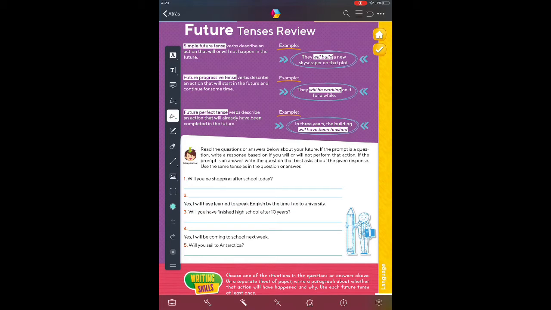Then number 3, we have the question. It says, will you have finished high school after 10 years? So this question is in future perfect tense, okay? And you have to answer in future perfect tense. Then we have number 4. We don't have the question, but we have an answer. And it says, yes, I will be coming to school next week. That is in future progressive tense. That means that you need to ask the question in future progressive tense.